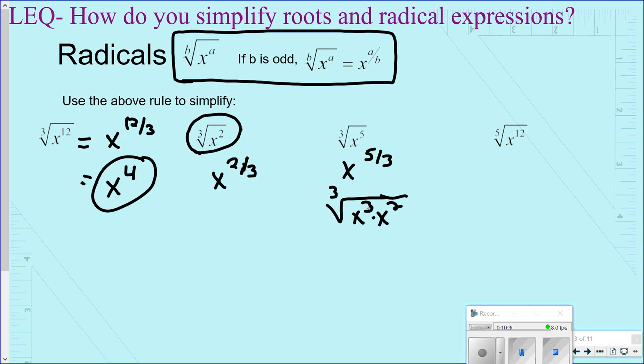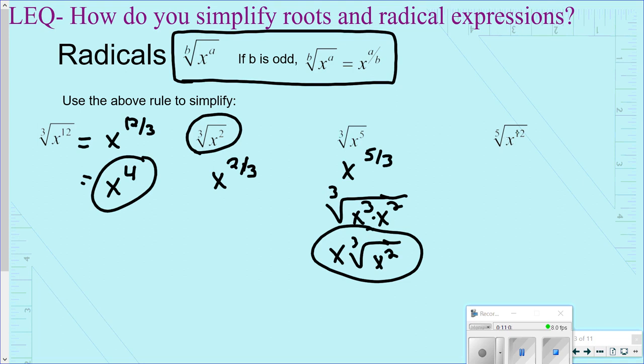So I'm good. And again, the reason I'm doing that is because it's easy for me then to take the cubed root of x cubed. So that's what I'm going to do. After rewriting, I am going to take the cubed root of x cubed, and I'm going to get x. And then I'm left with the cubed root of x squared. So I have x times the cubed root of x squared is my final answer. Okay, and that is considered the simplified form of the original radical.